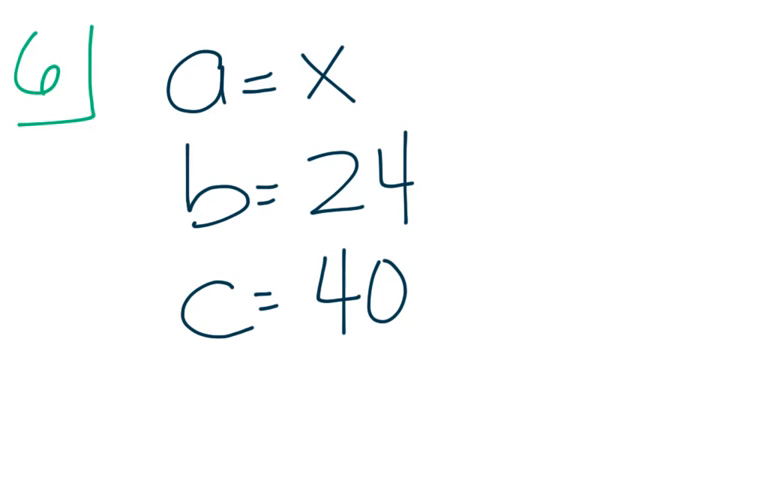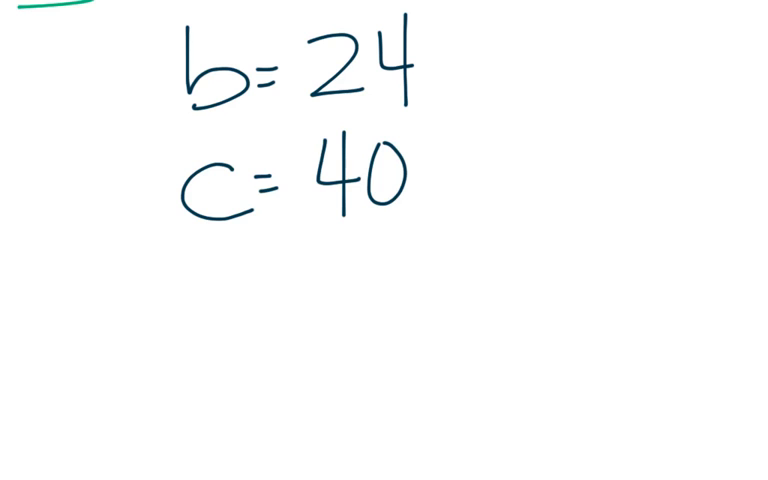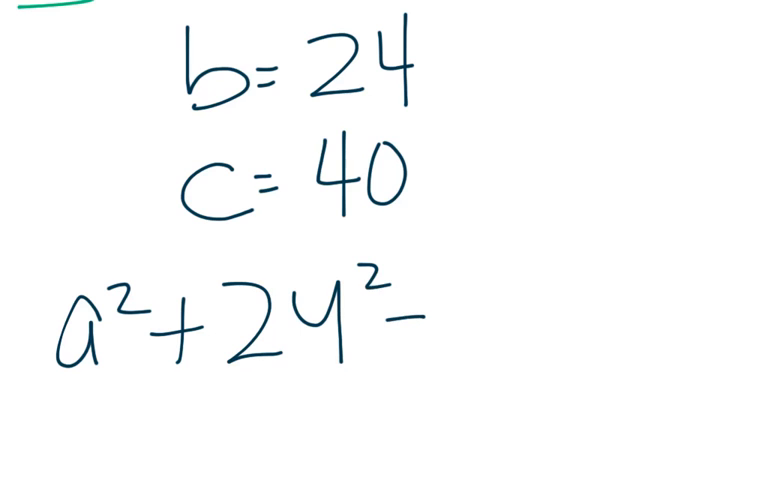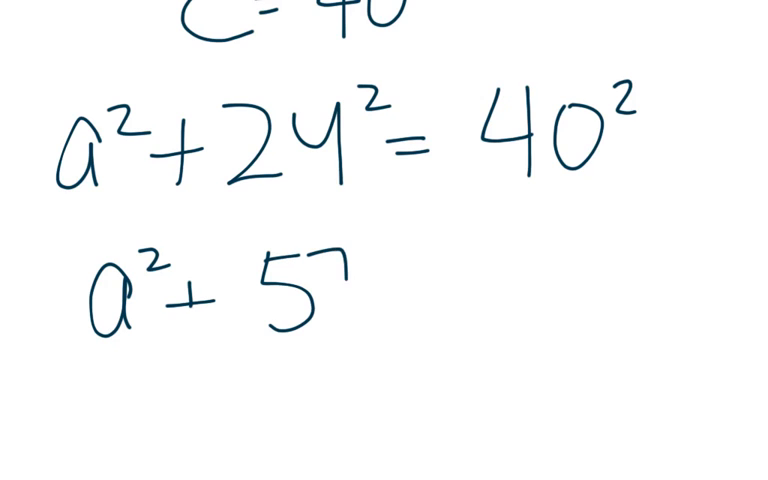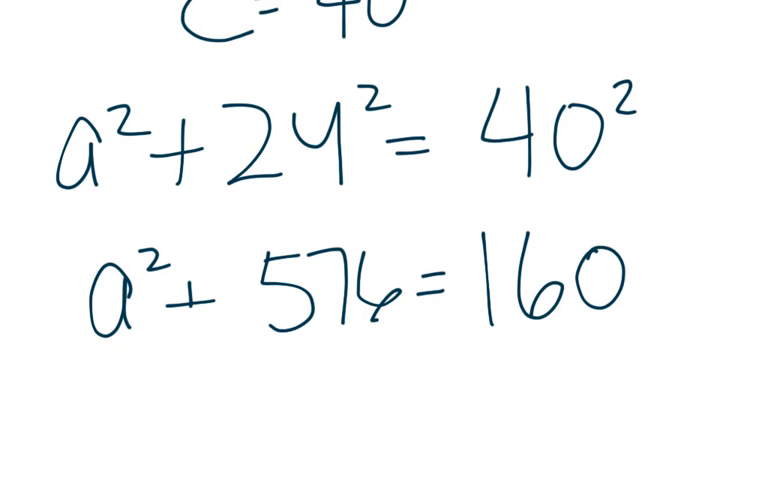Now we have A equals X, B equals 24, and C equals 40. So we are going to say A squared plus 24 squared equals 40 squared. Okay? So we have A squared plus, 24 times 24 is 576, equals 40 squared, which is 1600.